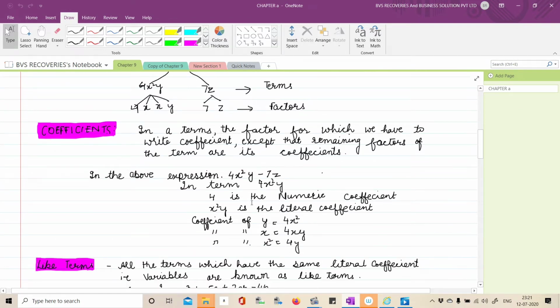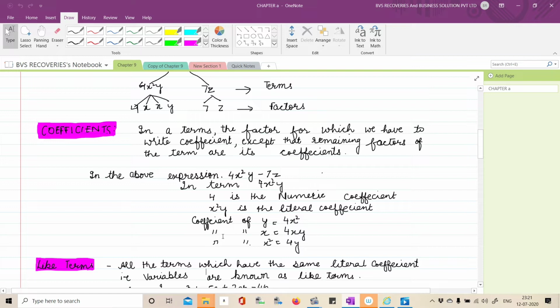So how? We can see here in this expression 4x square y is the term and 4 is the numeric coefficient here. What is numeric coefficient? Numeric coefficient is the number. The numeric part is the numeric coefficient and the alphabetic part is known as the literal coefficient. What is the literal coefficient? Literal coefficient is the alphabetic part. Alright. And if we want to write the coefficient of any one of the factors, like here, if we want to write the coefficient of y, except y in this, the remaining part 4x square is its coefficient.